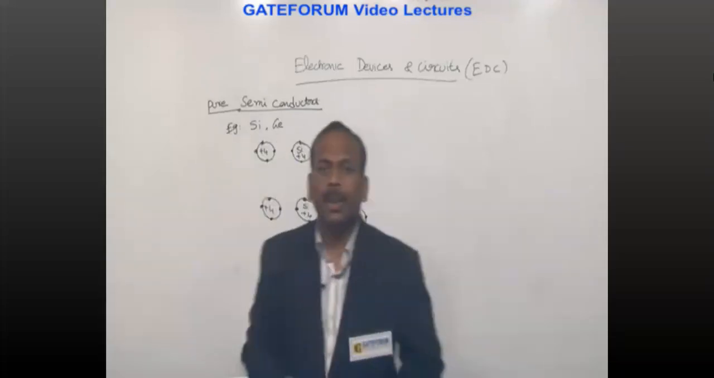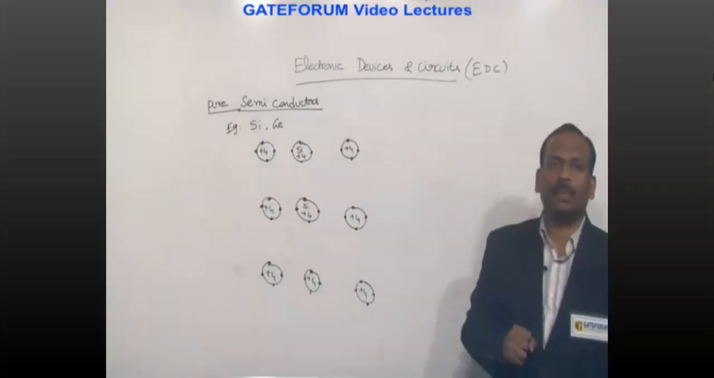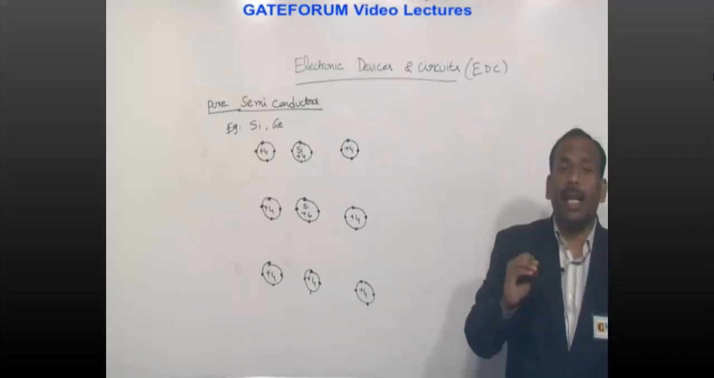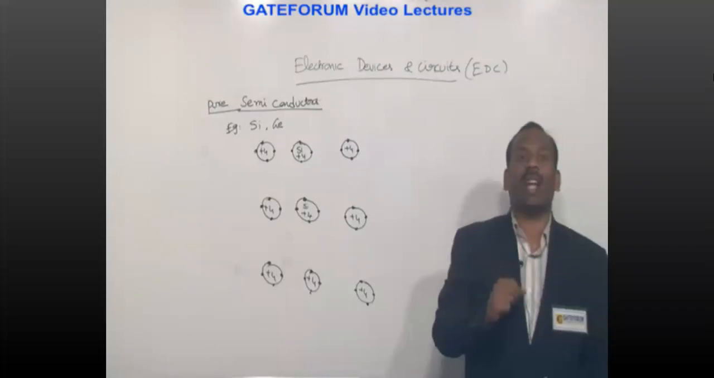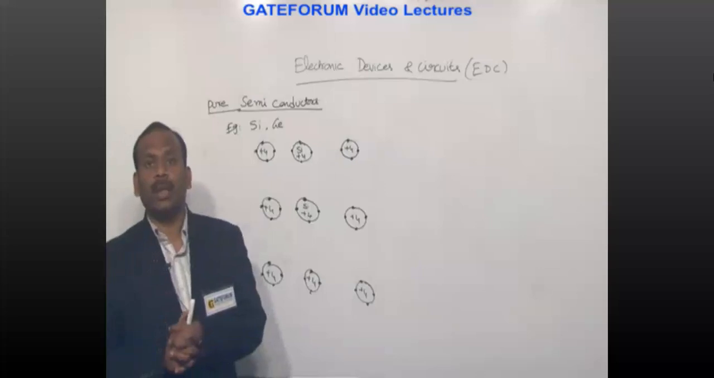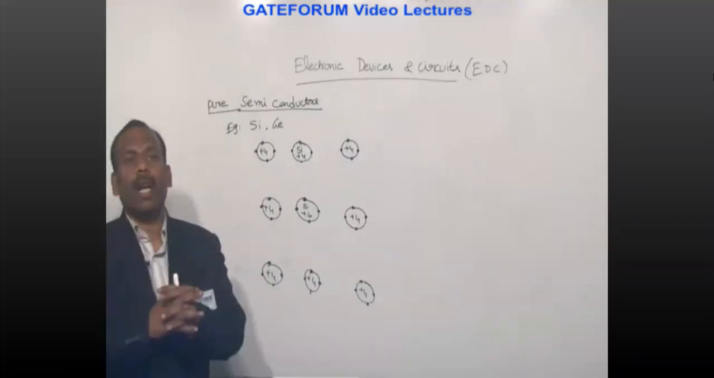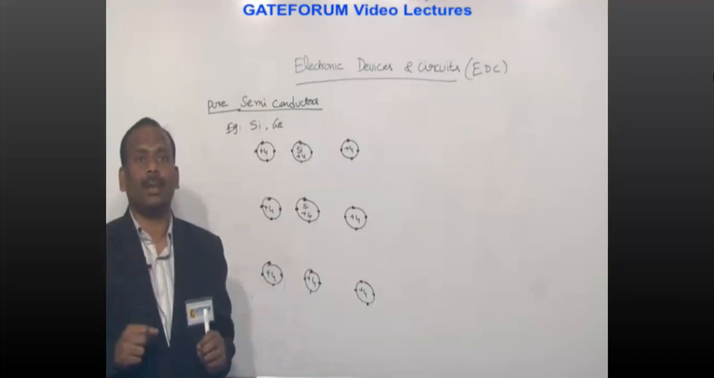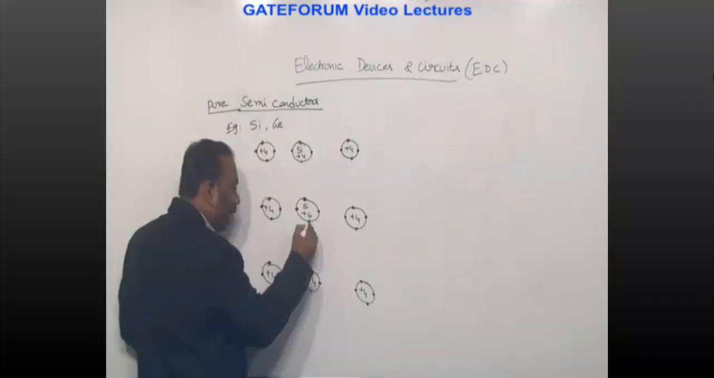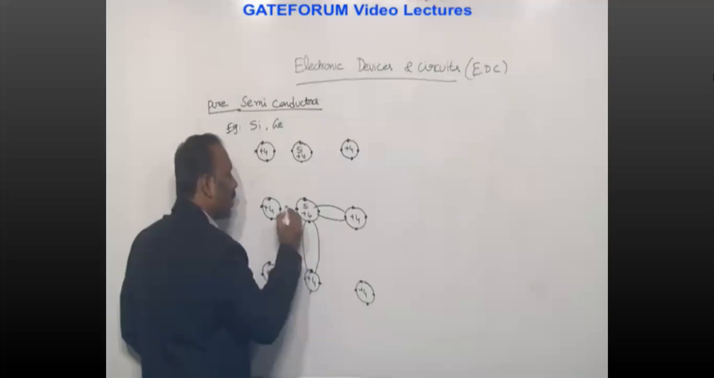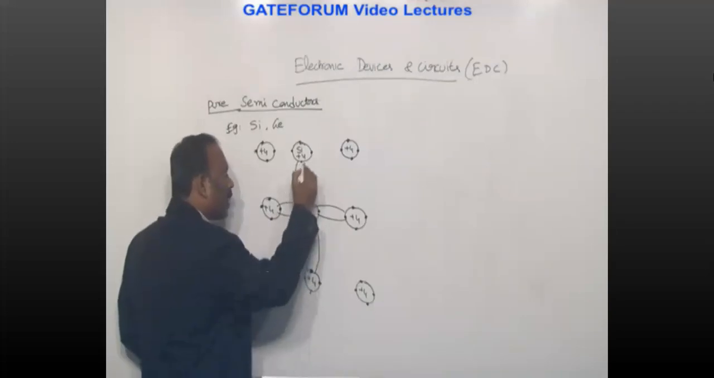What is going to happen now? These are silicon atoms. For stability, each atom requires 8 valence electrons, but there are only 4 valence electrons. So these 4 valence electrons form covalent bonds with the 4 neighboring atoms. This valence electron forms a covalent bond with this valence electron. It's a sharing covalent bond. This is another covalent bond, and another, and another.